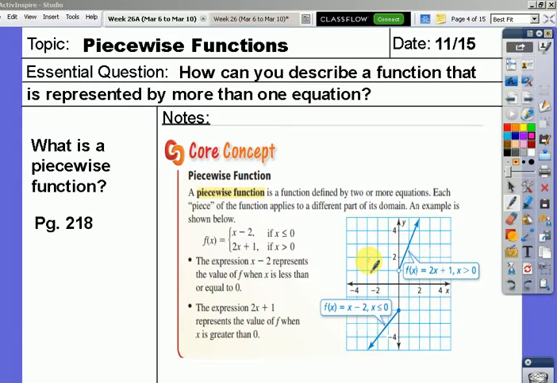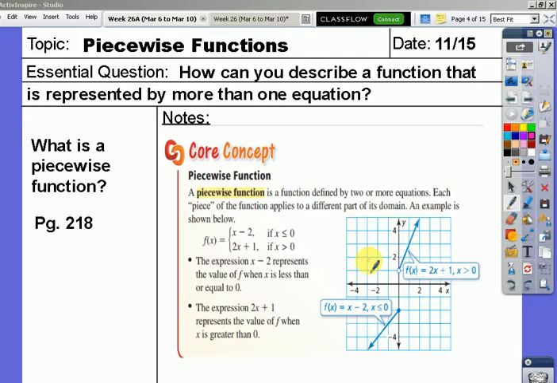Alright, so we are going to look at piecewise functions. This is the last section in chapter 4. Piecewise functions are broken up functions, which makes this kind of difficult to deal with. You do not have to write down everything here. I don't expect you to. You just need to know what a piecewise function is.